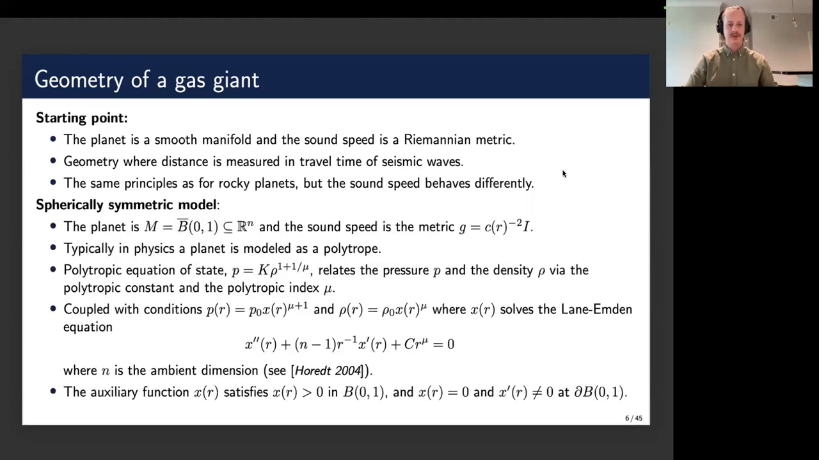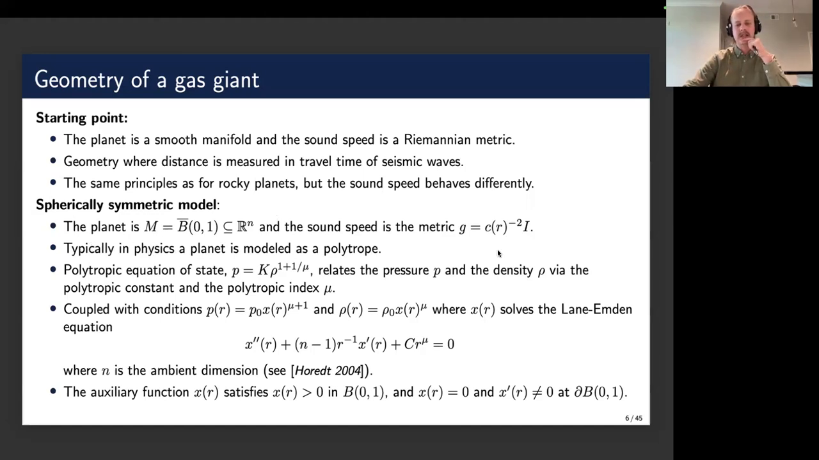So let's dive a little bit into physics as well. For example, we can take our manifold or our planet to be the closed unit ball in, let's say, R^n, and then we can consider a Riemannian metric, which is given basically by the sound speed to the power -2 times the identity matrix, or the Euclidean metric on this ball. So now this is a radially conformally Euclidean type of model.